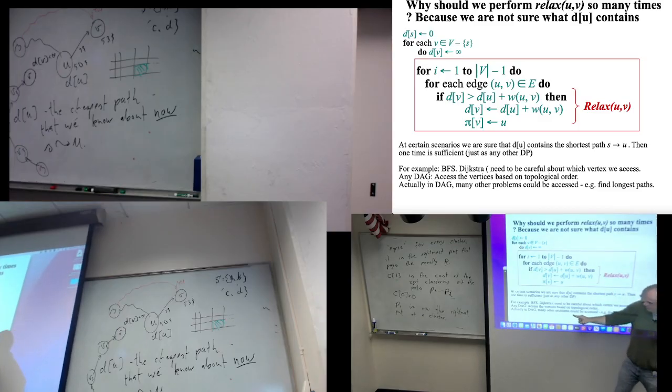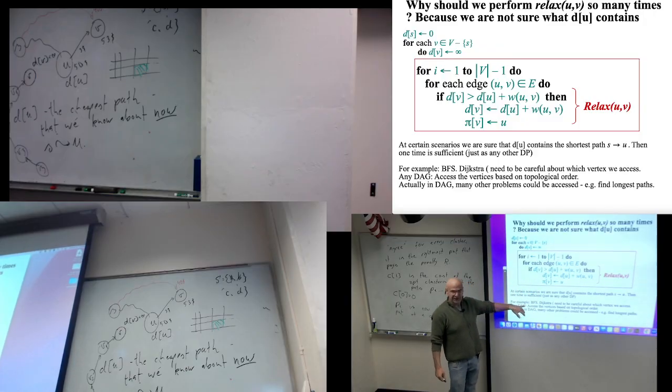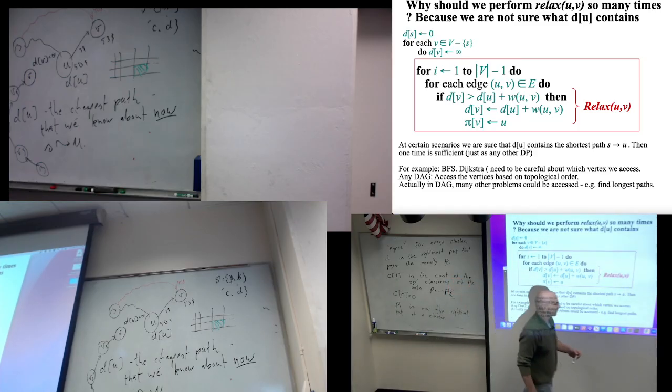The same goes for BFS, but the same goes if my original graph is a DAG. Just make sure to access the vertices in the topological order. If my graph is a DAG, then one pass is enough. Let's think about it.